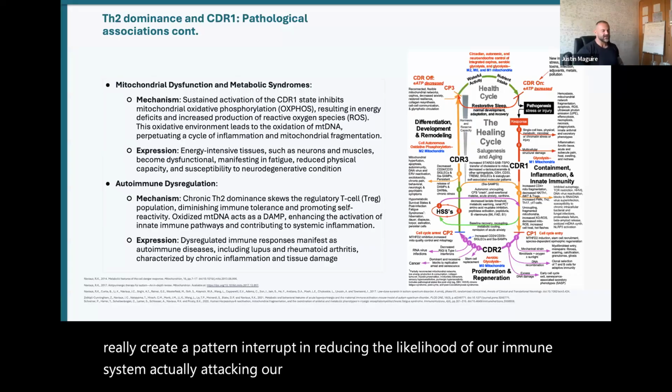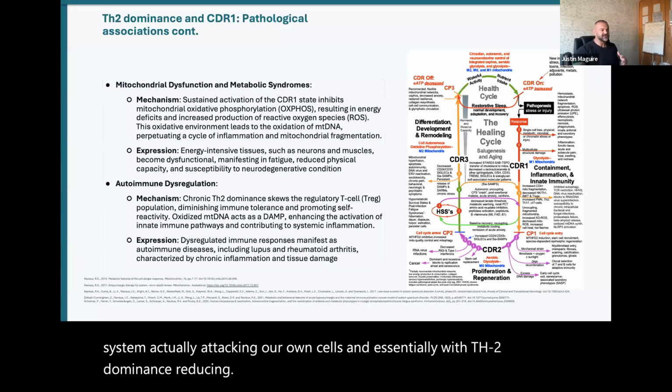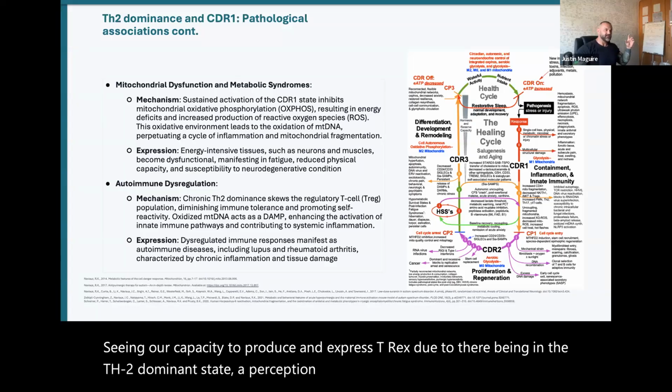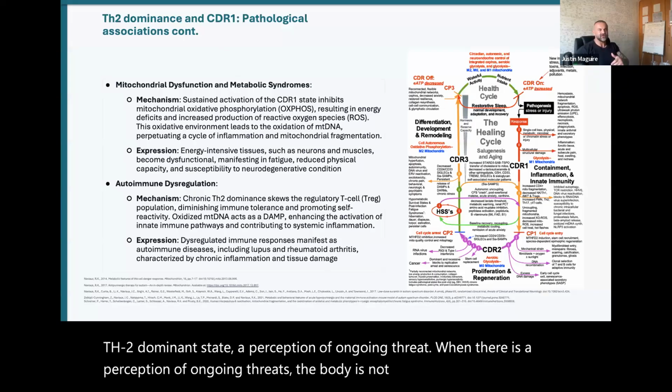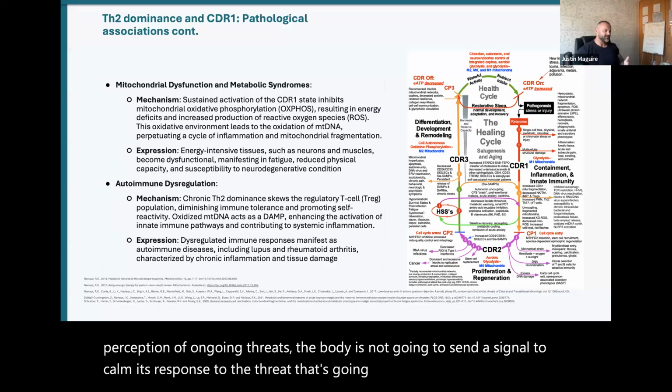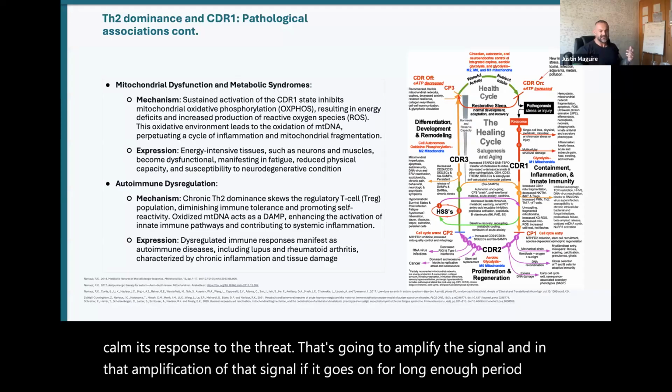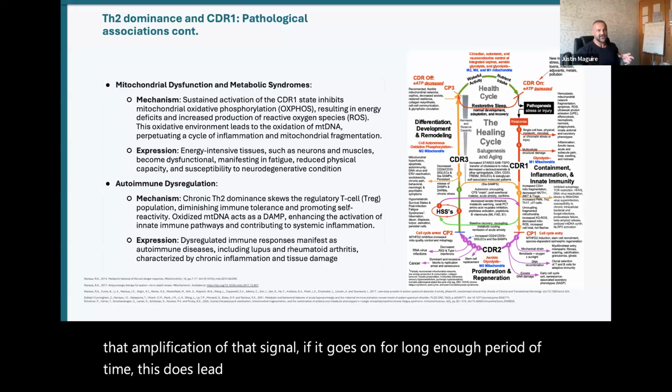And essentially, with Th2 dominance reducing our capacity to produce and express Tregs, due to there being, in the Th2 dominant state, a perception of ongoing threat, when there's a perception of ongoing threat, the body is not going to send a signal to calm its response to the threat. It's going to amplify the signal. And in that amplification of that signal, if it goes on for a long enough period of time, this does lead to poor pattern interrupt of the immune system, eventually attacking our own cells.